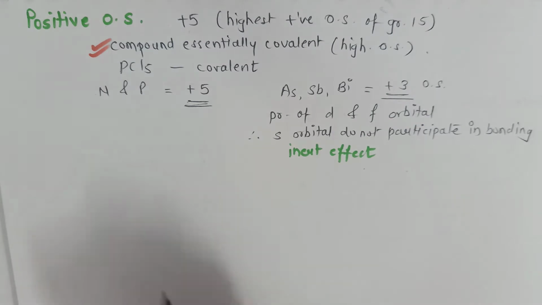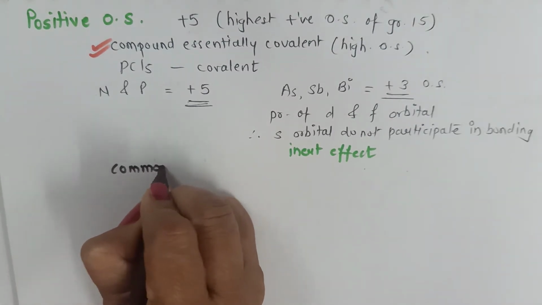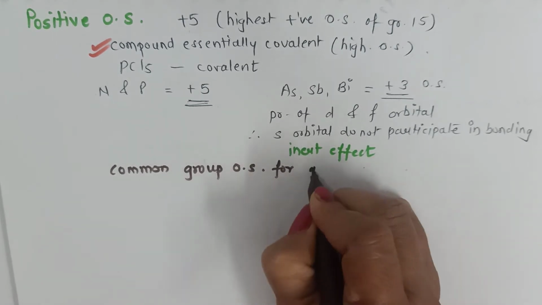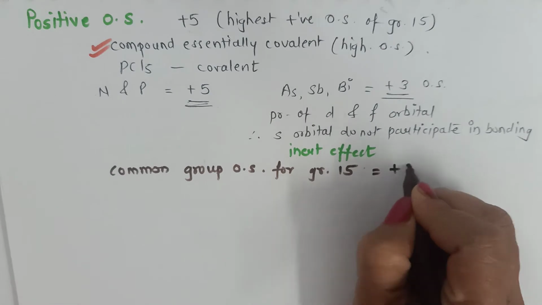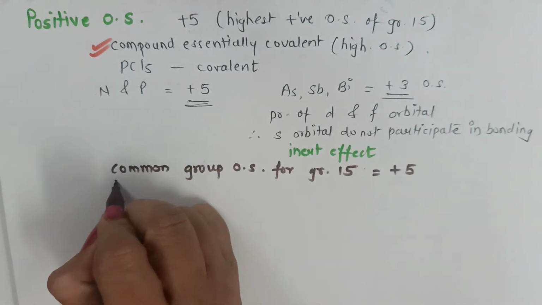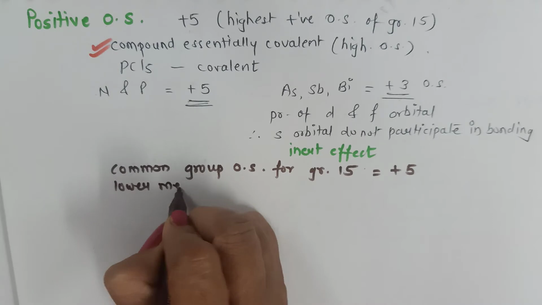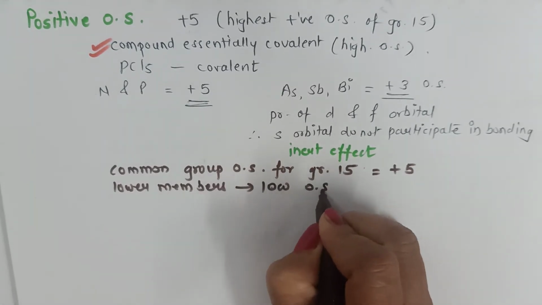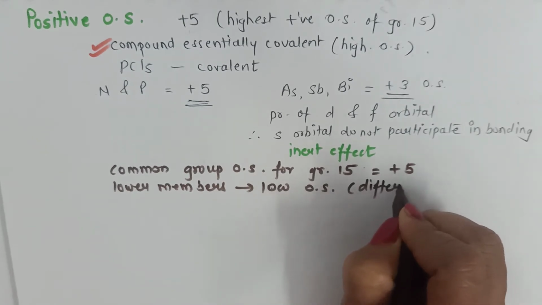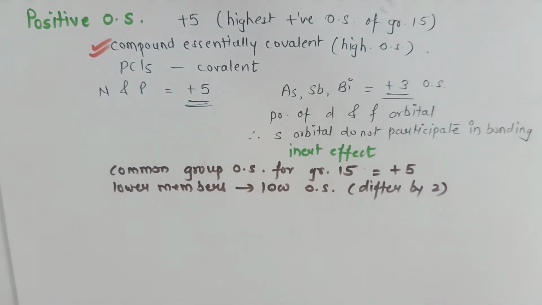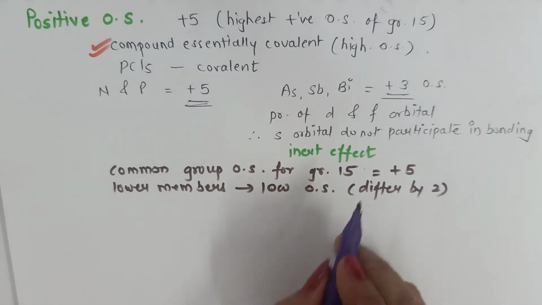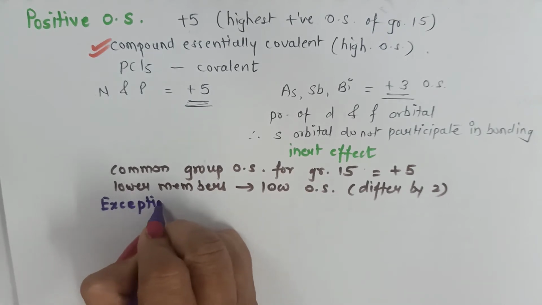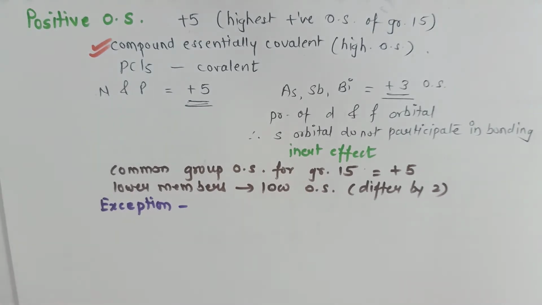So overall what we can say, the common group oxidation state for group 15 is +5, and the lower members show low oxidation state, and this lower oxidation state differs by unit 2. But there is an exception to this rule. Chemistry is full of lots of exceptions. So what is the exception?